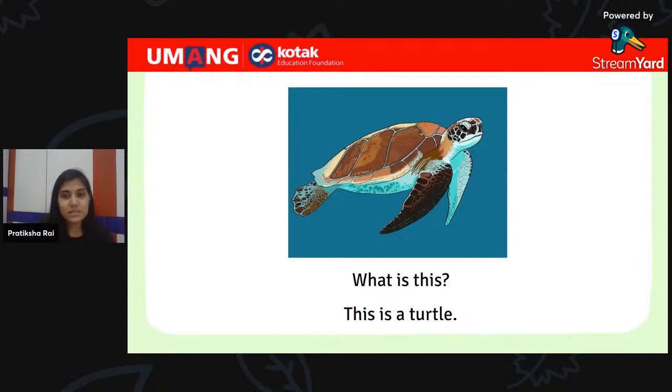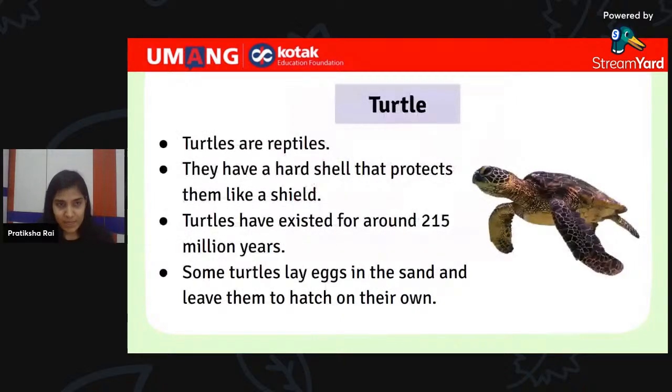This is a turtle. So, turtles are reptiles and they have a hard shell that protects them like a shield. Turtles have existed for around 215 million years. Can you imagine that?